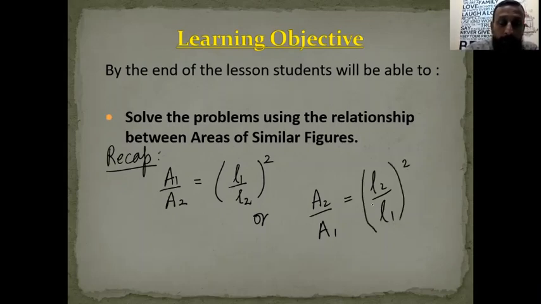This is up to you, but make sure when you have area A2 in the numerator, on the other side the length L2 should also be in the numerator. Likewise, when you have A1 in the numerator, you will also have L1 in the numerator. So let's start today's lesson.